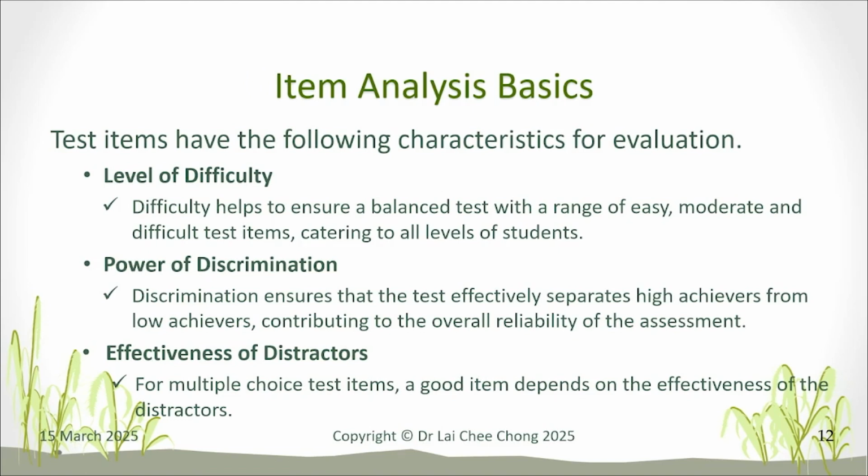I will talk about only these three characteristics of the test items here. The first one is the level of difficulty. That means what? How easy or how difficult a test item is. In other words, what we want is to ensure what? The test must be a balanced test. Am I right? Balanced test. A range of easy, moderate, and difficult test items, catering to all levels of students. You can't have all very difficult or very easy. It must spread out. That's important.